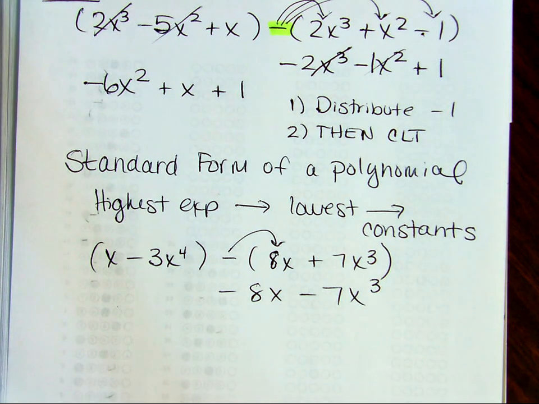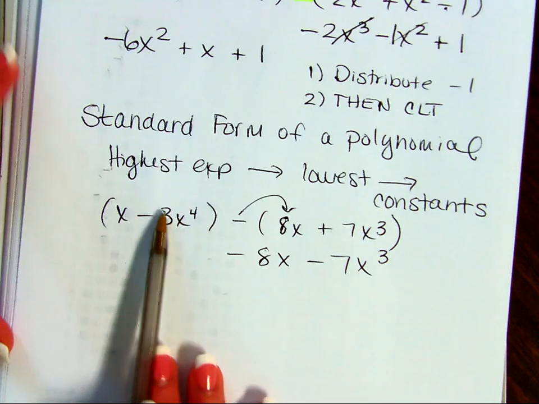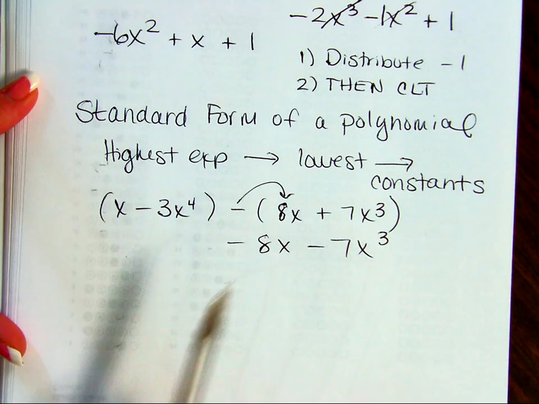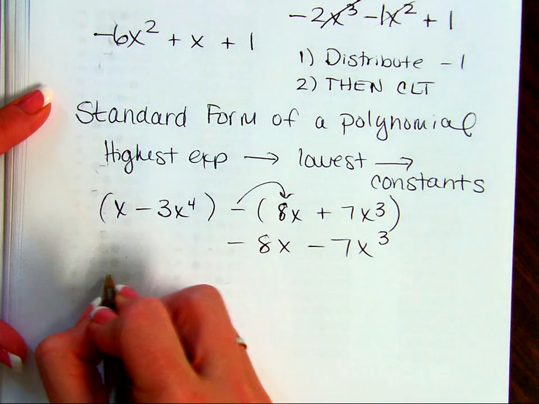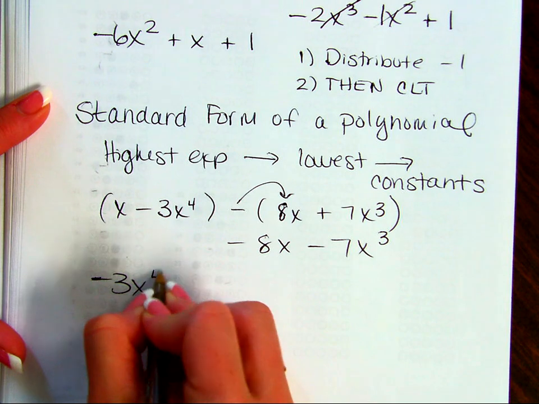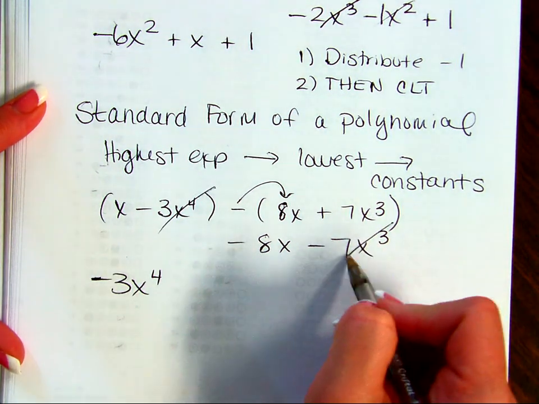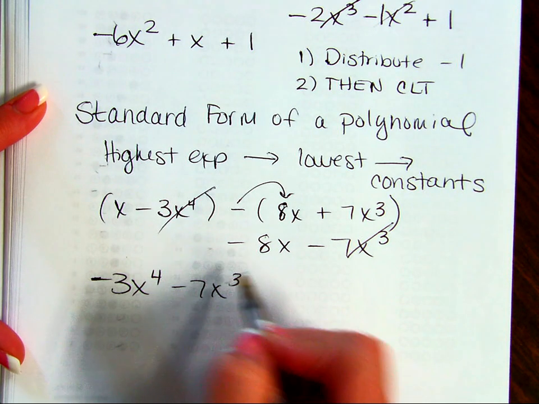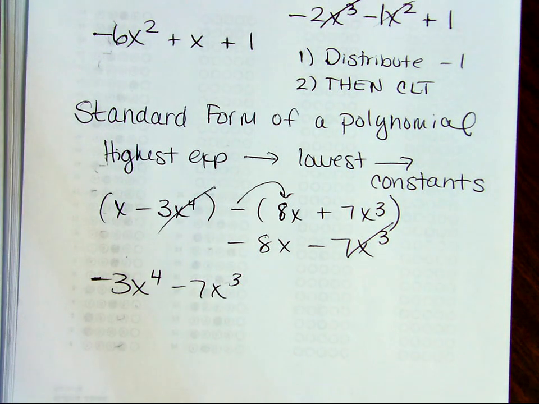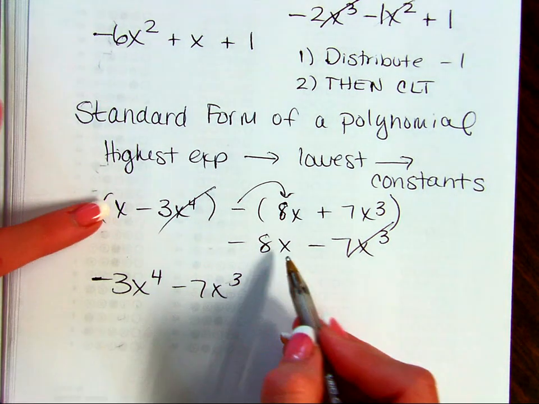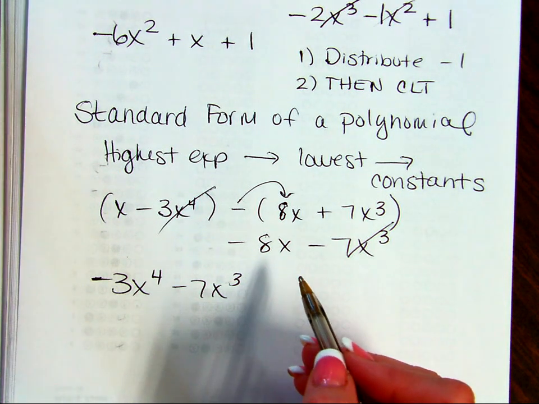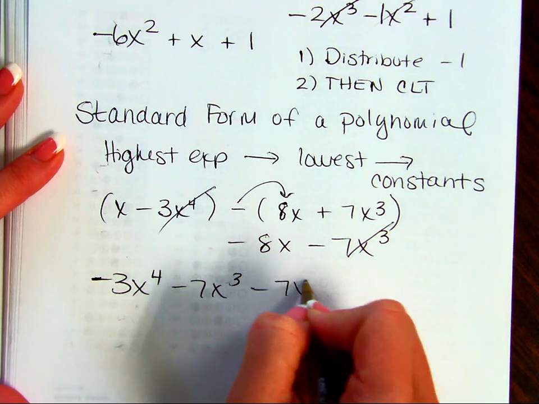Now, I look for my highest exponent. It's 4. Do I have any other 4s to combine it with? No. So that's just going to give me a negative 3x to the fourth. Do I have any x cubes? Do that next. So you're literally just putting it in order, even though it doesn't appear in that order, okay? Then I have my x. Do I have any x squareds? No. And then I have a negative 7x, and that's going to be your answer.